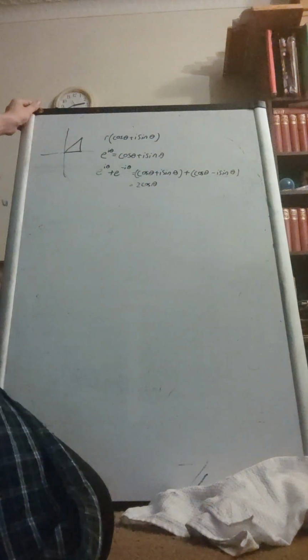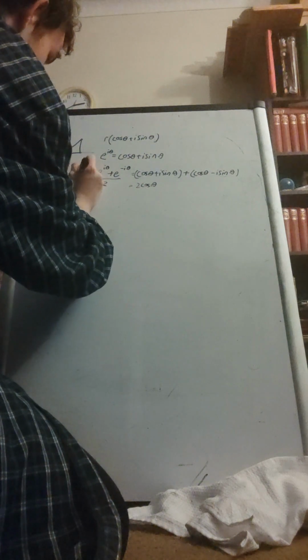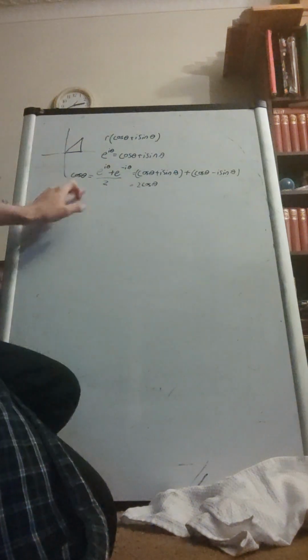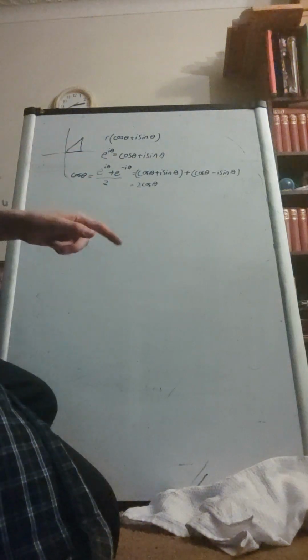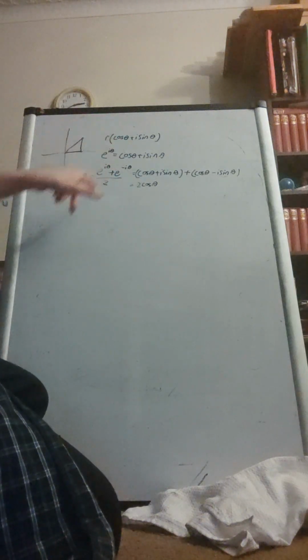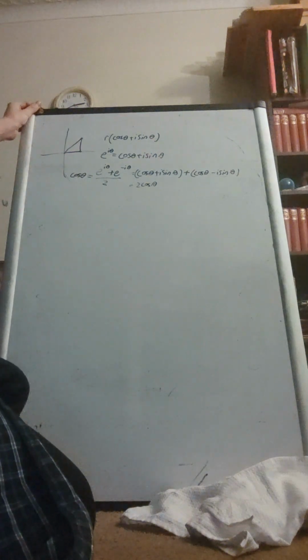If I then expand all that, I get 2 cos theta just on its own, because those two cancel. And so if I then divide all of that by 2, I get the cos function. So cos can be described as that, and sine can also be described as e to the i theta minus e to the minus i theta over 2i. So this is really useful, and I'll come back to that in a moment, but for now I want to do something a little bit more simple.